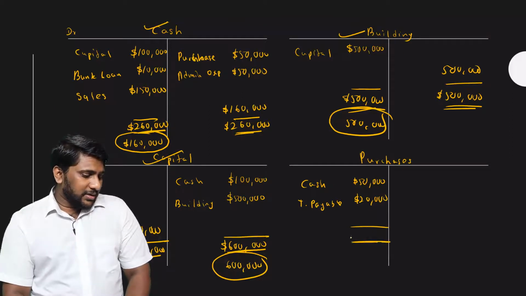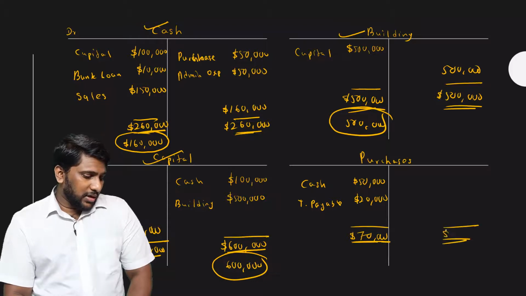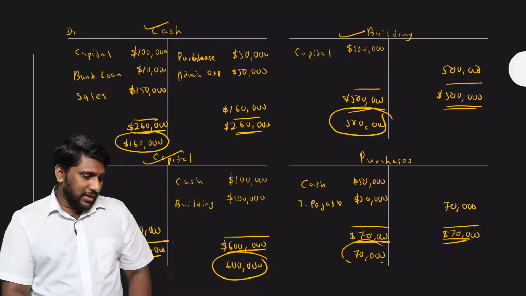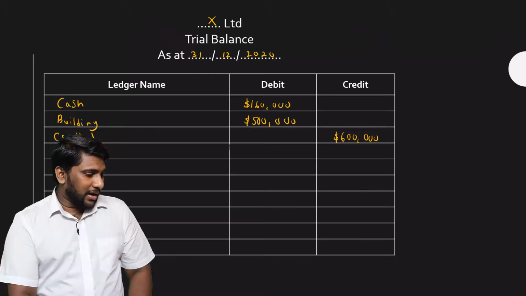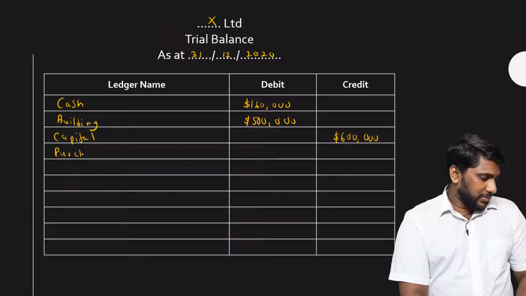Next one. Purchases are how much? 70,000 US dollars. So purchases is an expense. Expenses should be there in which side? It should be there in the debit side. So it is 70,000. I'll write it here. Purchases, 70,000 US dollars.